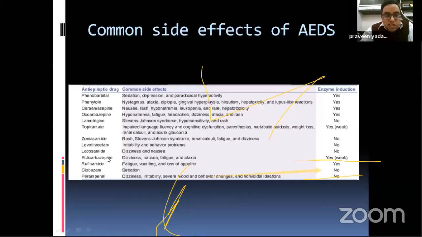So CNS wise, perampanel, phenobarbital, topiramate, these can cause psychiatric issues. So you should be careful with these. Lamotrigine and lacosamide and carbamazepine, these have mood stabilizing properties. Also sodium valproate. So these can have a positive effect on the mental health of the patient.